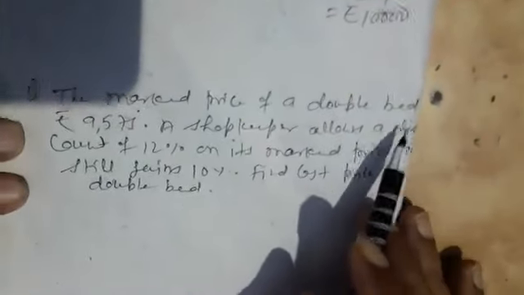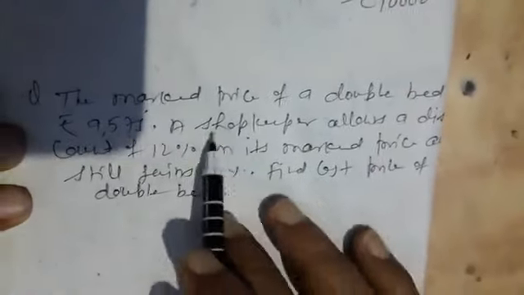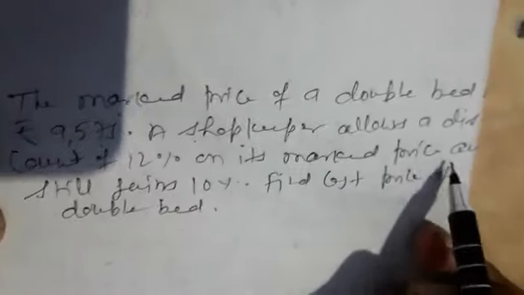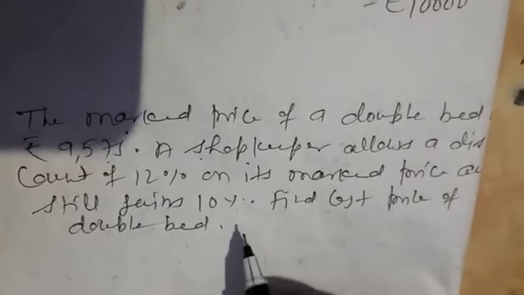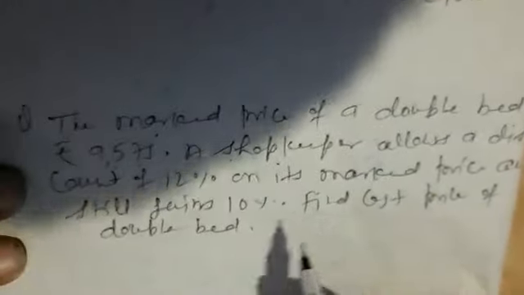The mart price of a double bed is rupees 9,575. A shopkeeper allows a discount of 12% on its mart price and still gains 10%. Find cost price of the double bed. Here MP, mart price, is given, discount percent is also given, gain percent is also given, and here we have to find cost price. So first of all we will find here selling price.